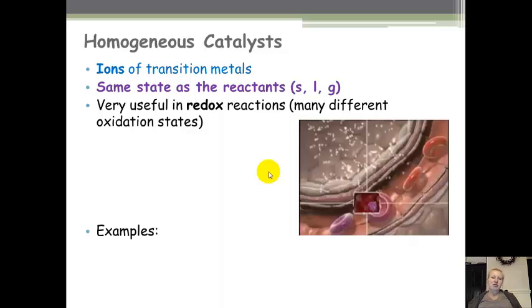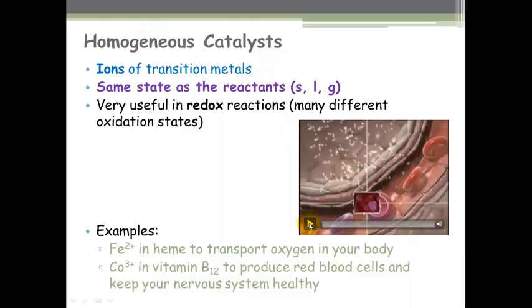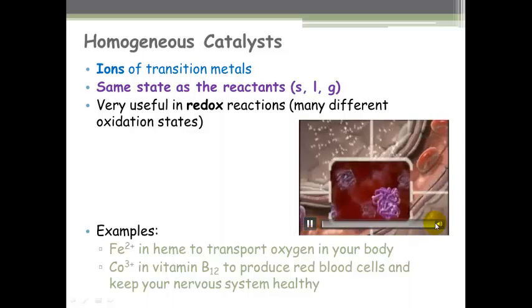Some places where homogeneous catalysts are used are the iron ion in hemoglobin, which transfers oxygen throughout your body, and cobalt ions, which are used in vitamin B12 to produce red blood cells and keep your nervous system healthy. So, last we just have this short little video on hemoglobin.